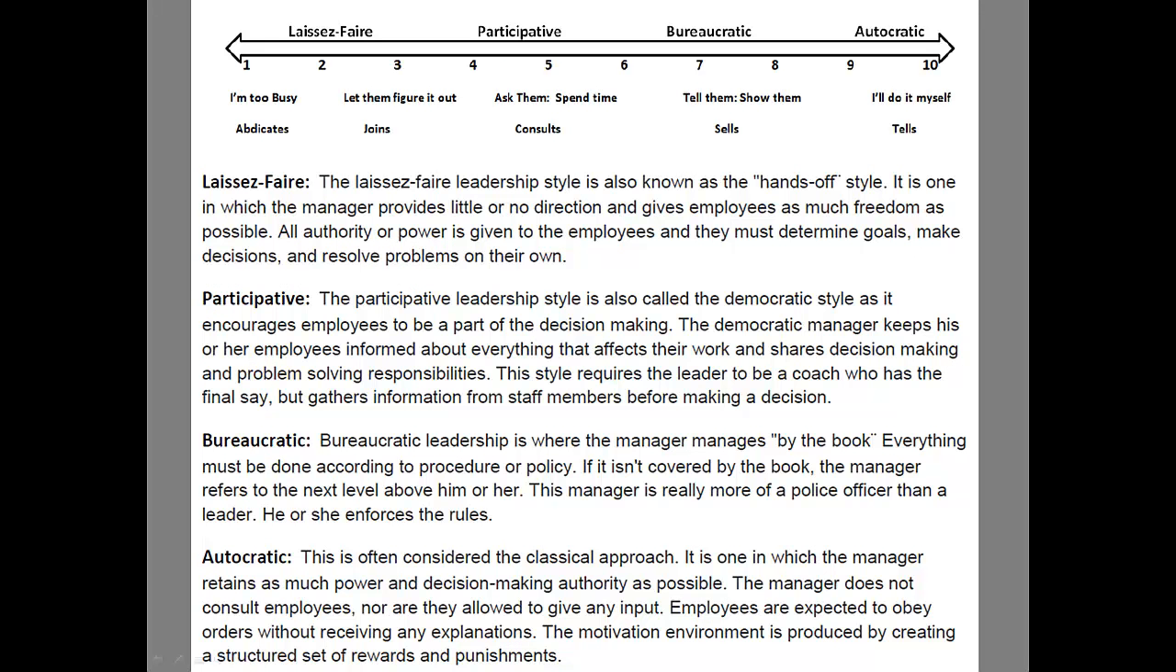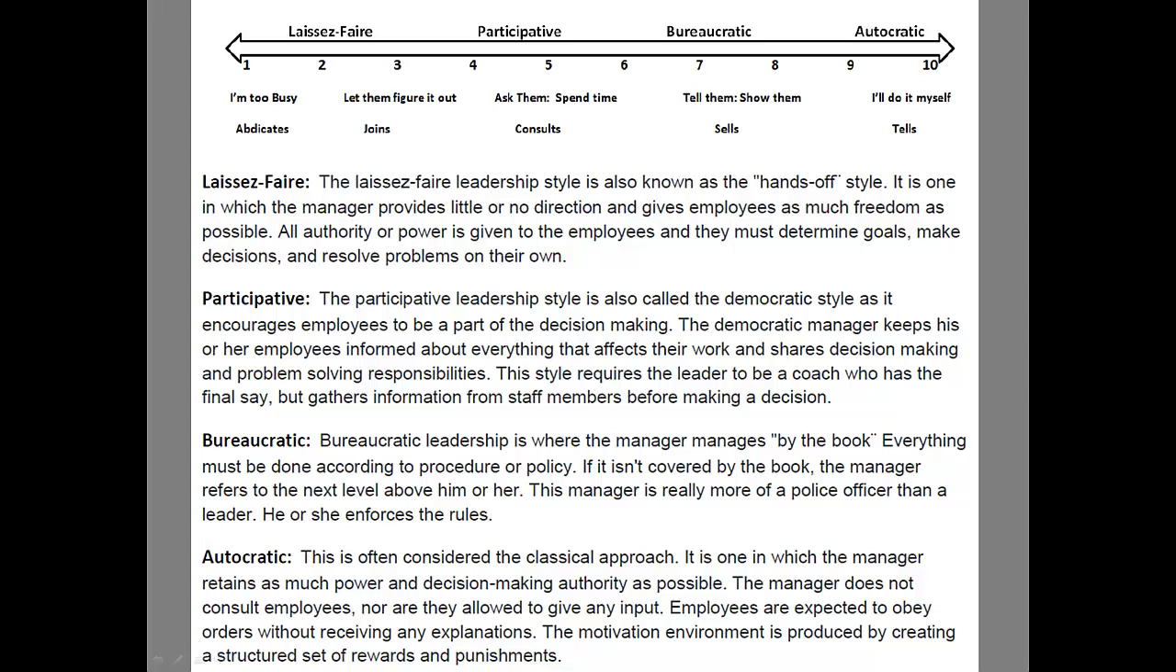The third model I want to present for you is this line that says laissez-faire to autocratic. And we've defined them. On the very right side, an autocratic leader is I'll do it myself, I'm in charge. We would call this a micromanager, but this is a person that has to be in control of everything. On the far left side is a person who's in control of nothing. Both pendulum swings, both extremes are not very good.